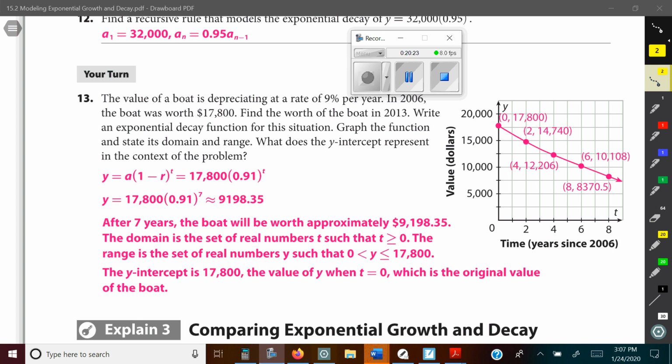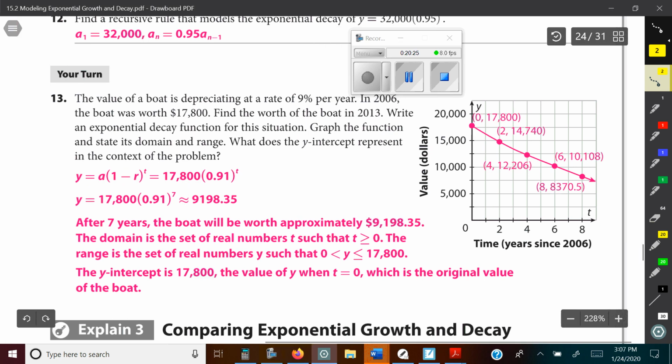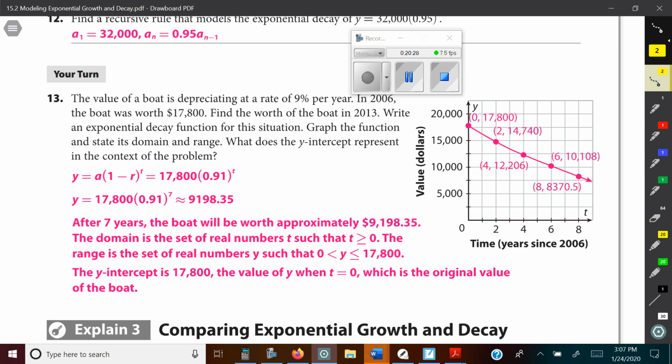All right. Here's number 13. It says the value of a boat is depreciating at a rate of 9% per year. In 2006, the boat is worth 17,800. Find the worth of the boat in 2013. Write an exponential decay function for this situation. Graph the function, state the domain and range, and what does the y-intercept represent in the context of the problem.